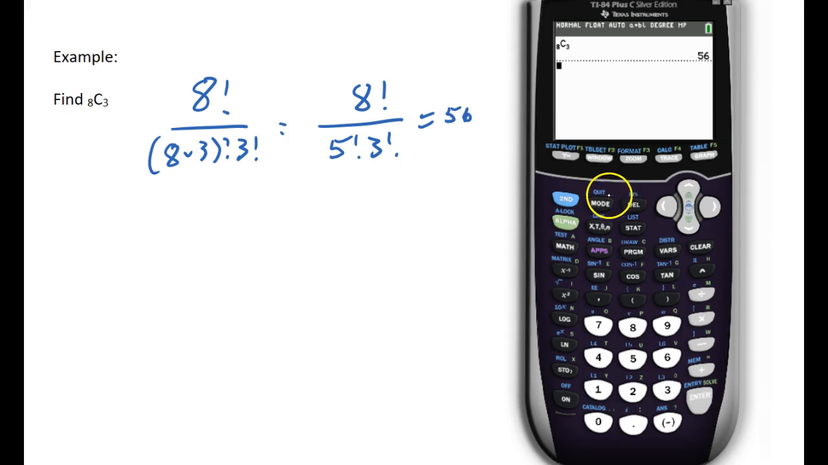Okay, if you've got an older model, you can go to Math and then over to Probability, and there it is right there, the third menu item. Okay, and also there's a factorial, the fourth menu item, if you want to use that.